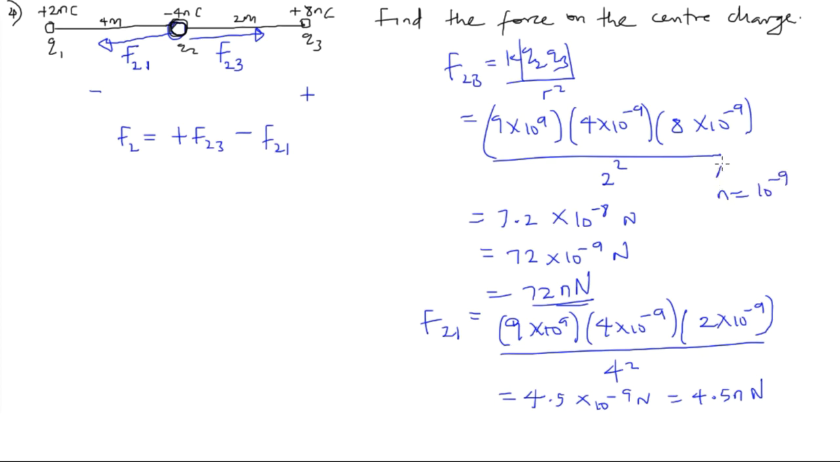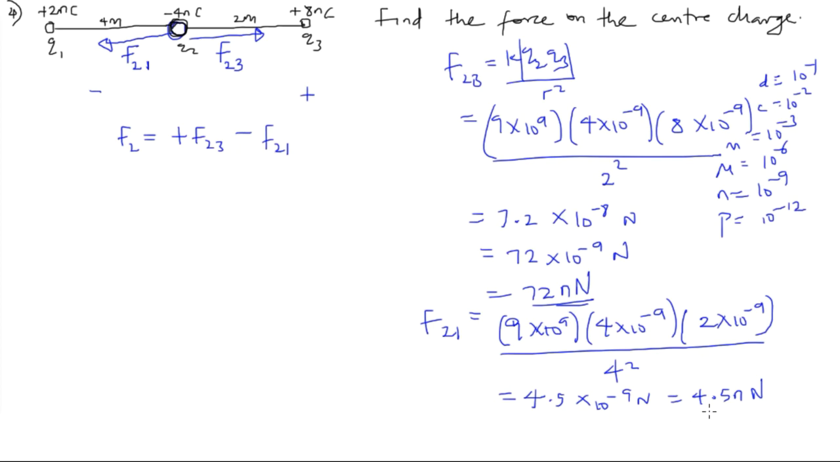Micro also means 10 raised to the power minus 6. We also have milli. Milli means 10 raised to the power minus 3. We also have centi. Centi means 10 raised to the power minus 2. We also have deci, which is 10 raised to the power minus 1. We also have pico, which is 10 raised to the power minus 12. That should be minus 12.